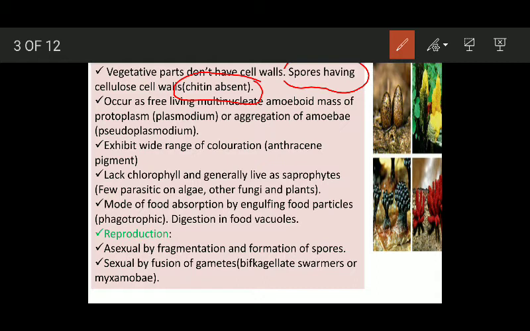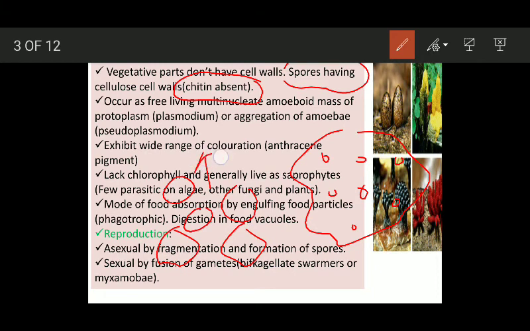These slime molds occur as a free living multinucleate amoeboid mass of protoplasm, which is called Plasmodium. A multinucleate mass of protoplasm, these are different nuclei. Or they occur as an aggregation of amoebae, which is known as pseudoplasmodium. If there are a number of amoebae, they will aggregate and form a multinucleate mass. This multinucleate mass which has formed as a result of aggregation is known as pseudoplasmodium.